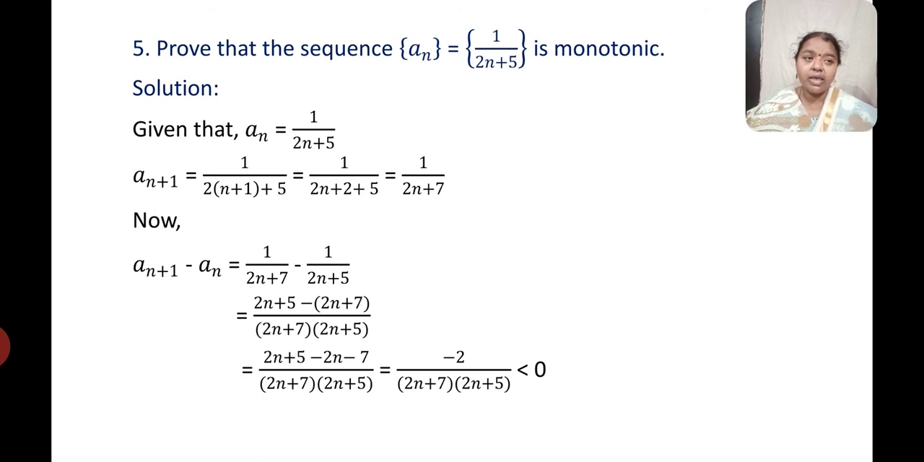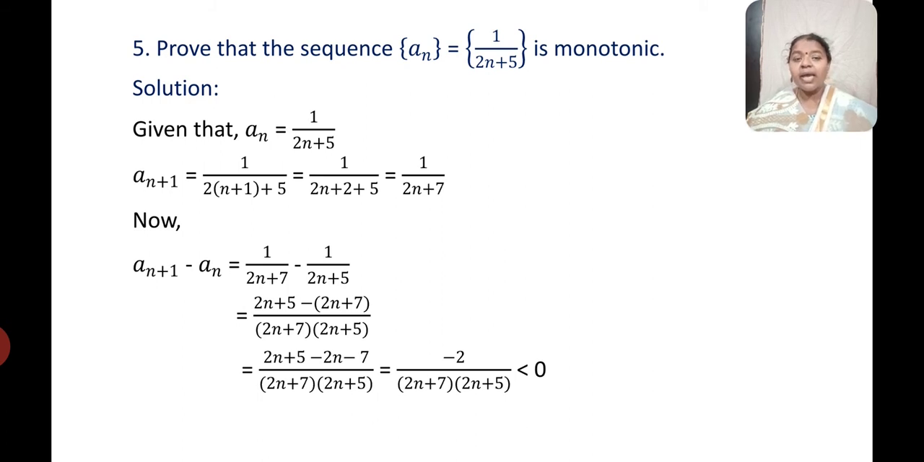Now let's see the next problem. It says, prove that the sequence an is equal to 1 by 2n plus 5 is monotonic. Again, here we can get monotonically increasing or monotonically decreasing. So this is our an. Let's find out an plus 1. I would be replacing n by n plus 1. So it becomes 1 divided by 2 into n plus 1 plus 5. This becomes 1 divided by 2n plus 7.